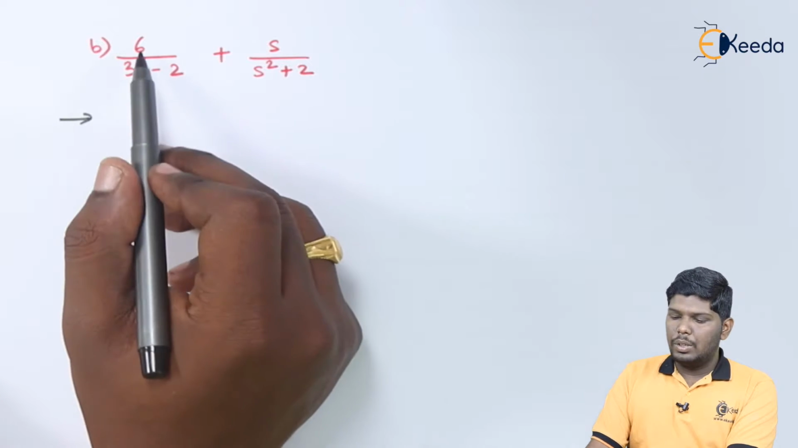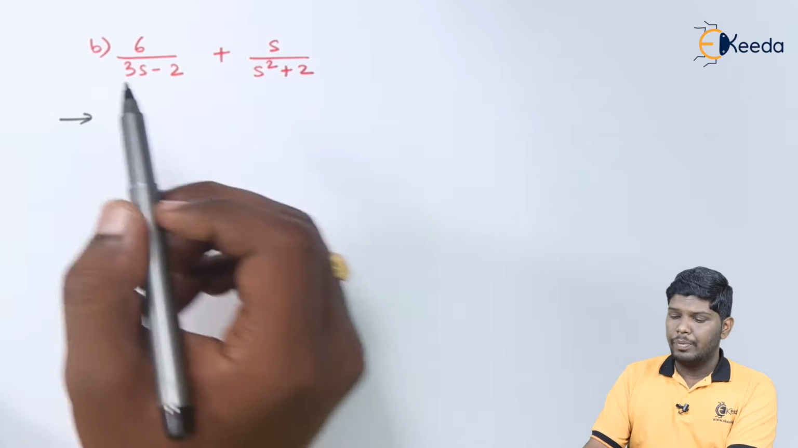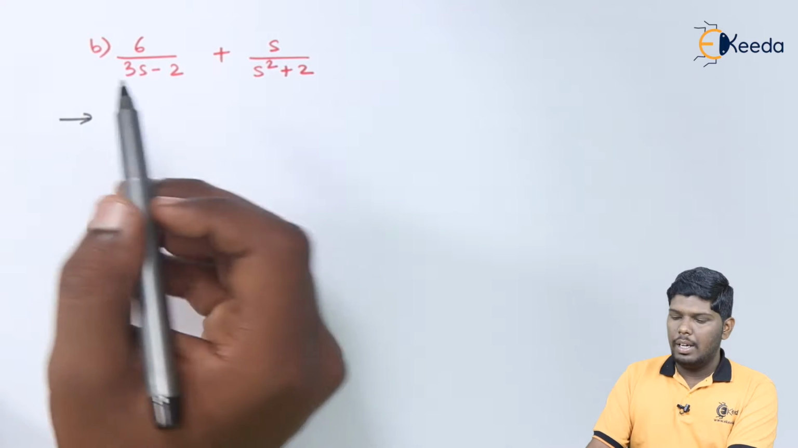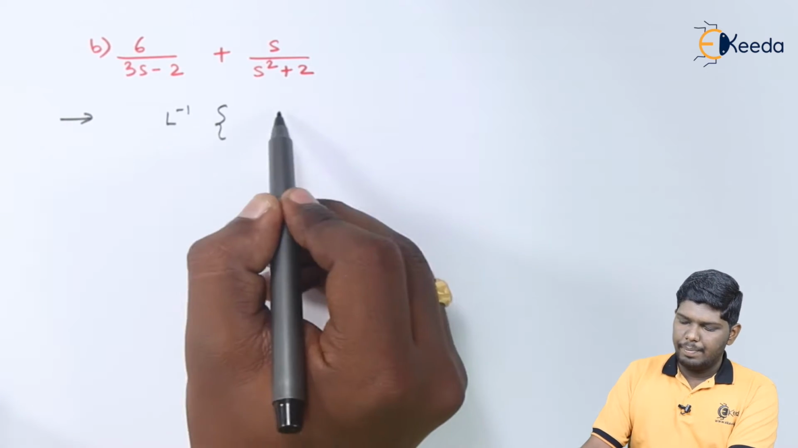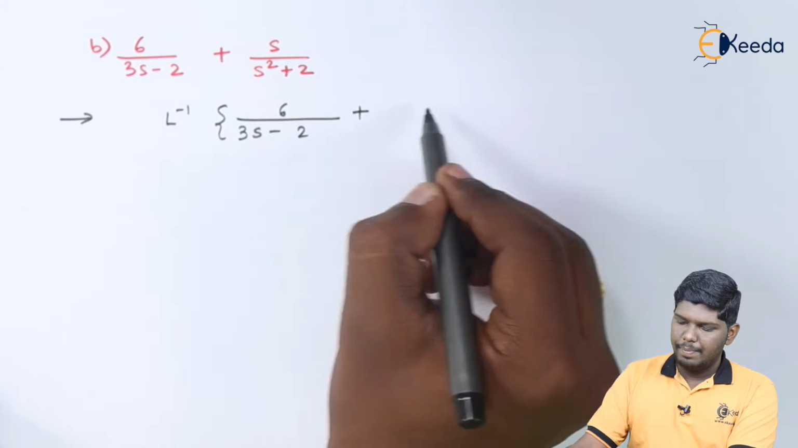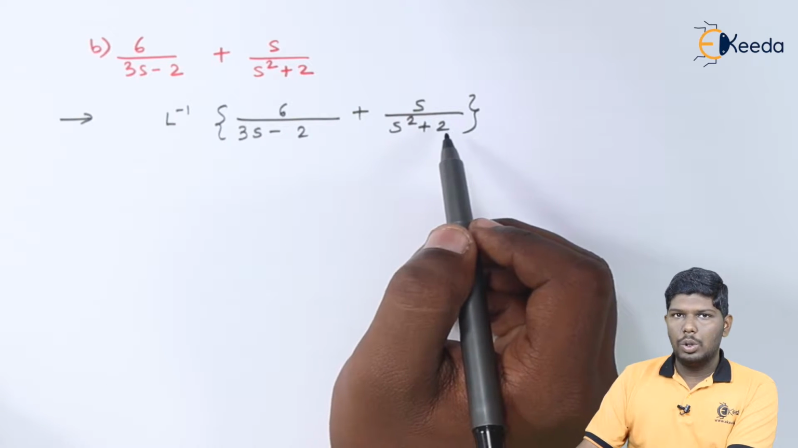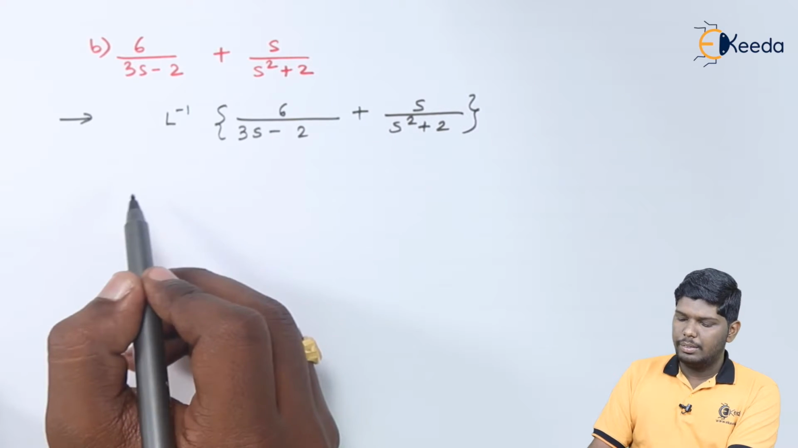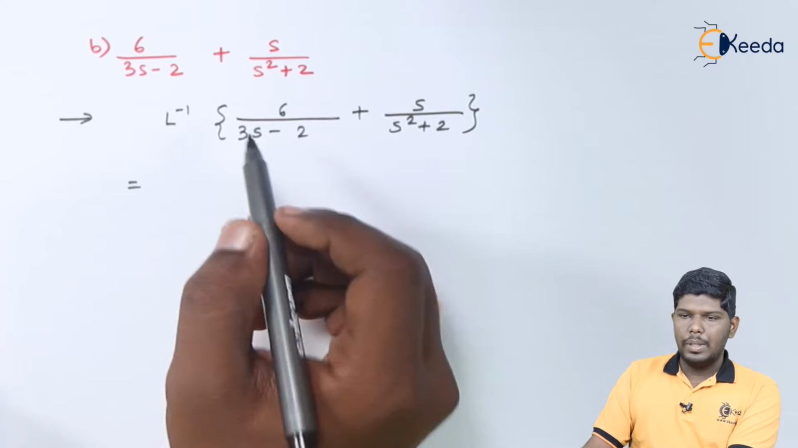Now let us see the second problem. We have a Laplace inverse of 6 upon 3s minus 2 plus s upon s square plus 2. So here, this being a linear term, the coefficient of s should be 1, and that can be done by taking 3 common. At the same time, 2 can be written as root 2 the whole square, so that we can compare this with s upon s square plus a square.